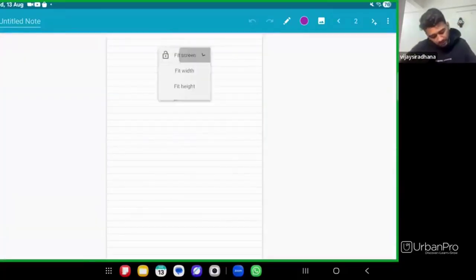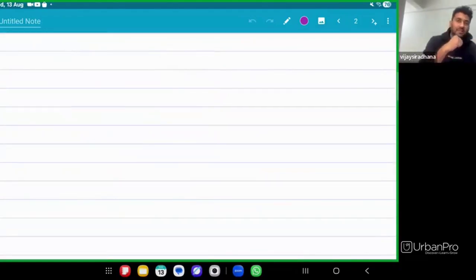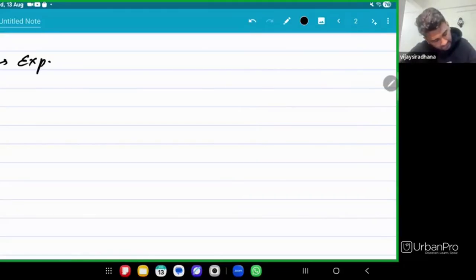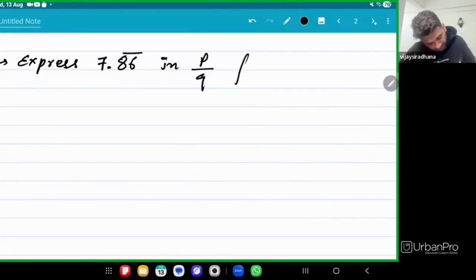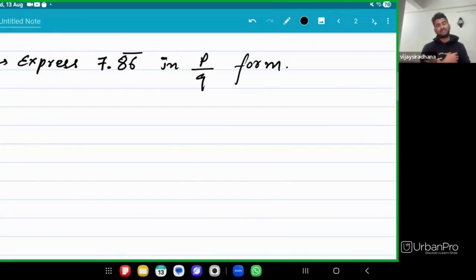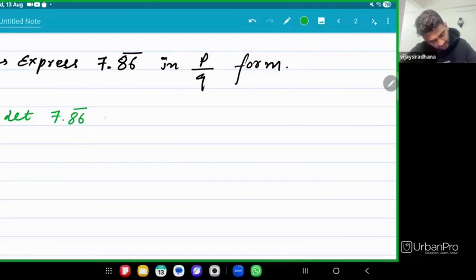The previous question was about a single digit getting repeated. Now what if two digits are getting repeated? So we'll take another question: express 7.86 bar, you can take any value, in p by q form. First of all, let 7.86 bar be equal to x. This is the first equation.